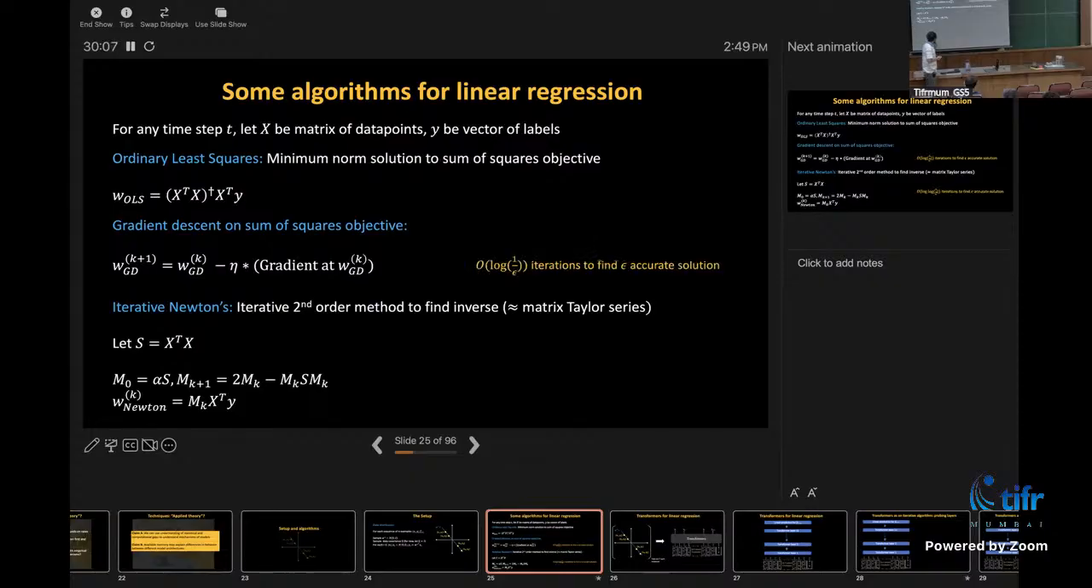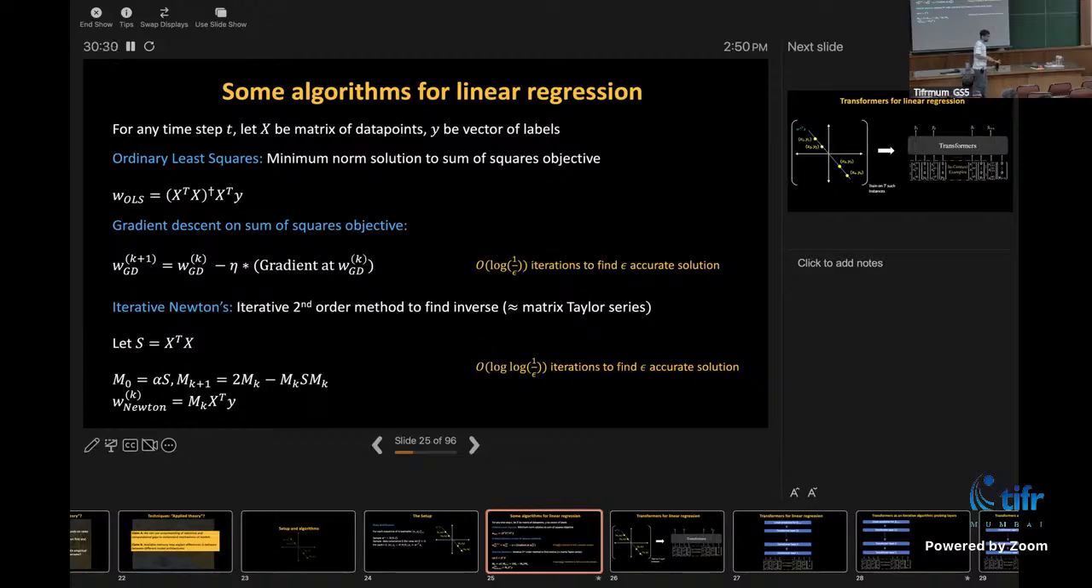Okay, so we can talk about the convergence rates of these different techniques. So gradient descent, you need order log 1 over epsilon iterations to find an epsilon accurate solution. This is in the case where all the samples are coming from this nice isotropic well-behaved Gaussian distribution. For iterative Newton, you need more iterations. Sorry, you need fewer iterations. You need a lot fewer iterations, exponentially less actually. So you only need order log log 1 over epsilon iterations to find an epsilon accurate solution. So the second order methods, they get this quadratic convergence rate, which is exponentially faster.